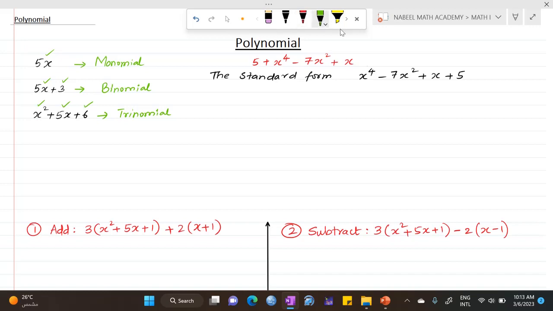So now, if you see this one, it is a standard form. So why do we call this a standard form? The power is in order. So it is in descending order. So highest power, after that it will be going on decreasing.